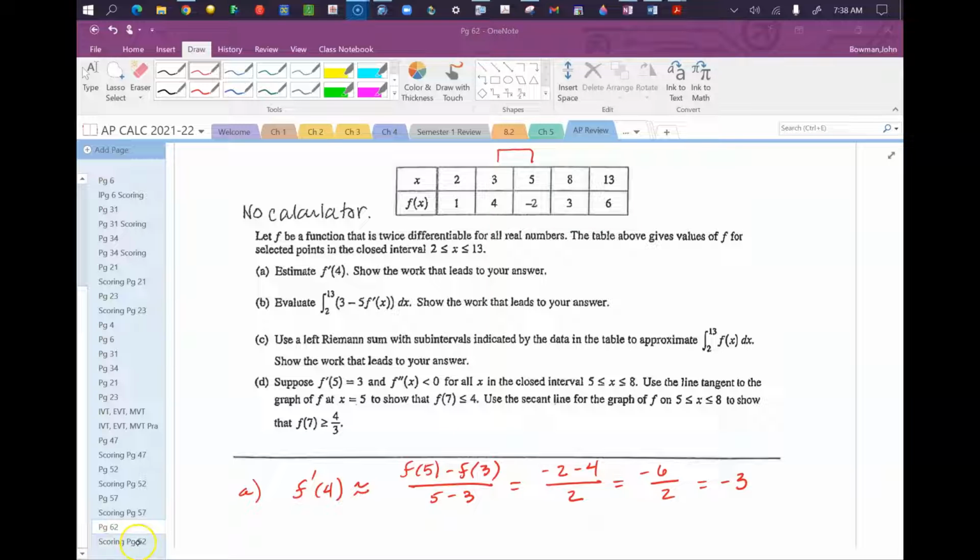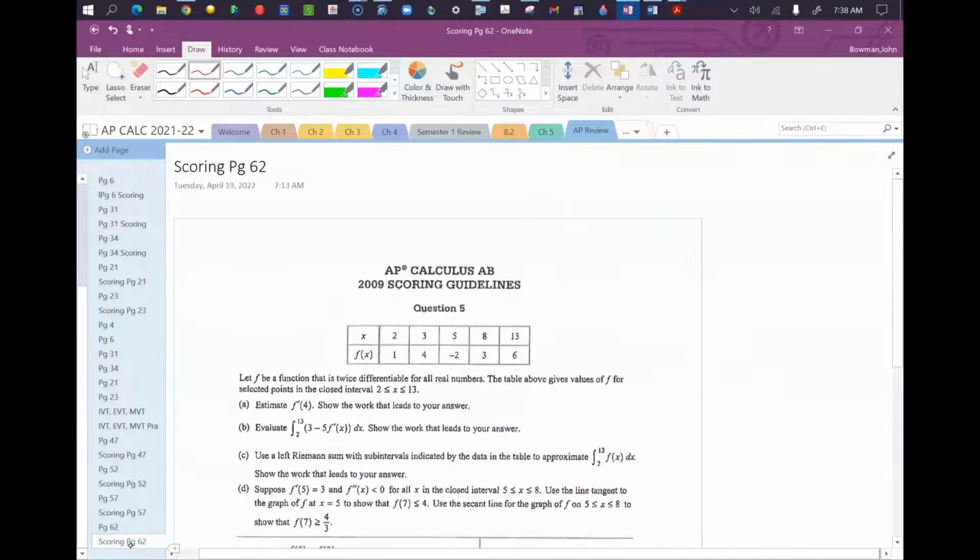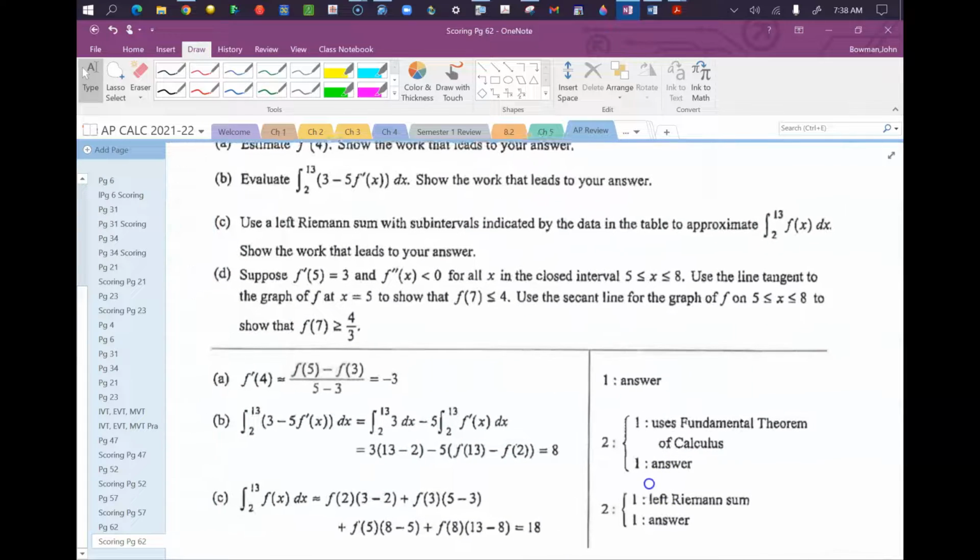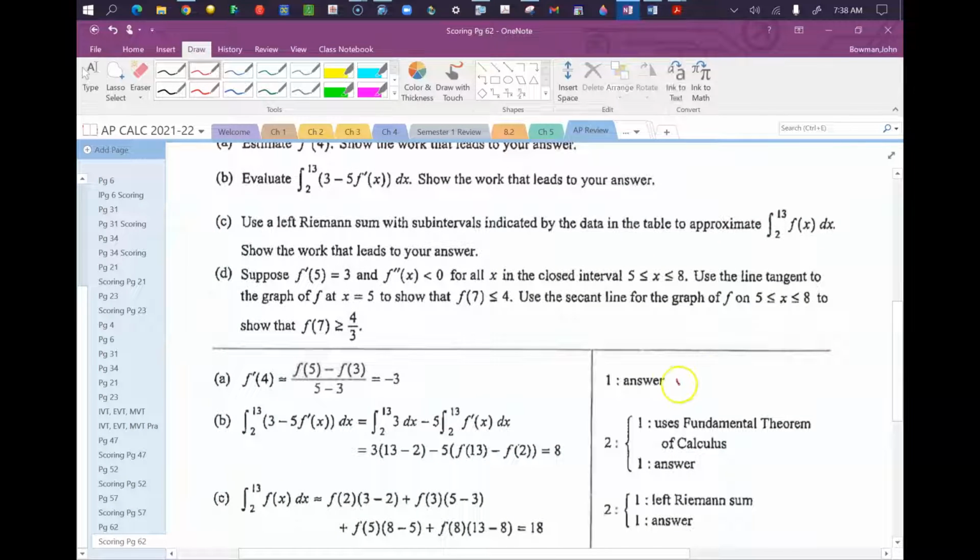Let's take a look at the scoring for that part. The scoring for that part is simply your answer. I would imagine that without the work, you're not going to get credit for that, though. So make sure you show the work.